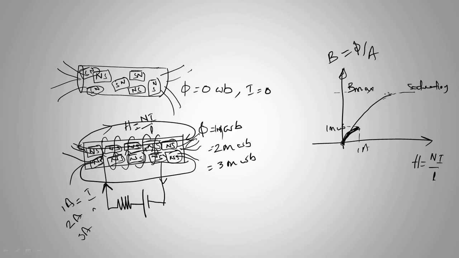Initially, the magnetic dipoles are in a random direction, so there is no flux: phi is equal to 0, I is equal to 0. If you apply the current, the magnetomotive force will motivate the magnetic dipoles to orient in a particular direction. Once they are oriented, the flux increases with the increase in the input, like this. But at some point, all the dipoles are oriented in a particular direction and there are no more dipoles to orient, so we call it the saturation point.